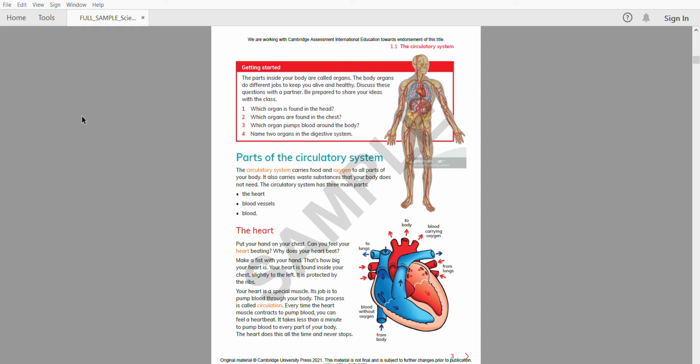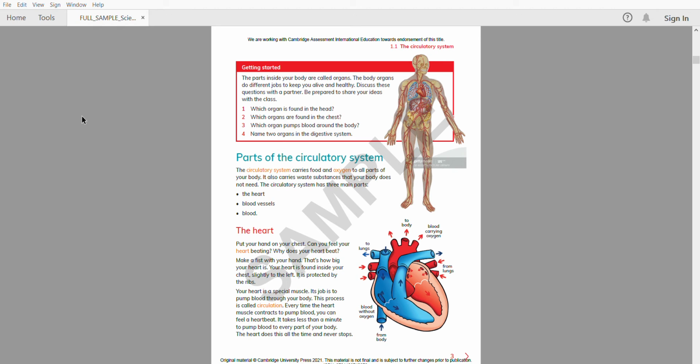If you notice, the colors of the sides are different. The right side is blue and the left side is red. What does it mean? The blue color represents the blood that is low in oxygen, which we call deoxygenated blood. It carries waste materials. The section that is in red represents oxygenated blood, or oxygen-rich blood.